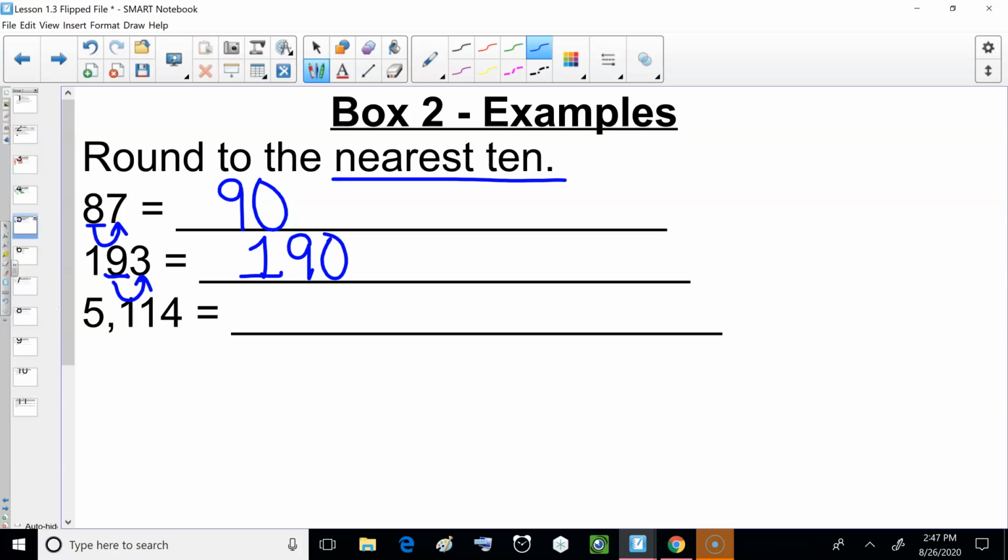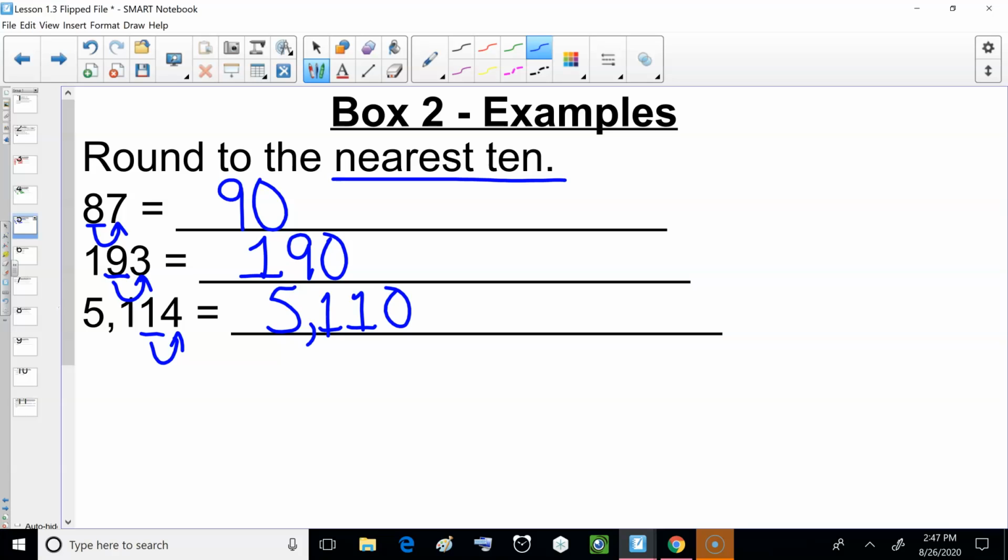Here we have 5,114. Can we still round to the nearest 10? You betcha. We just got to figure out, here's my tens place value. I'm going to look at my ones place value. We know 4 or lower, that number will stay the same. I need to keep all the numbers to the left of that number. This brings it with it. So I have 5,110. So as you pause the video, write these down.